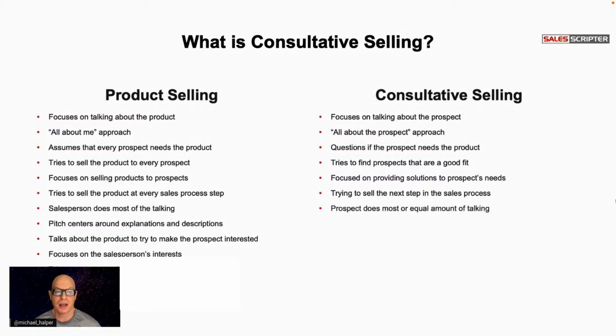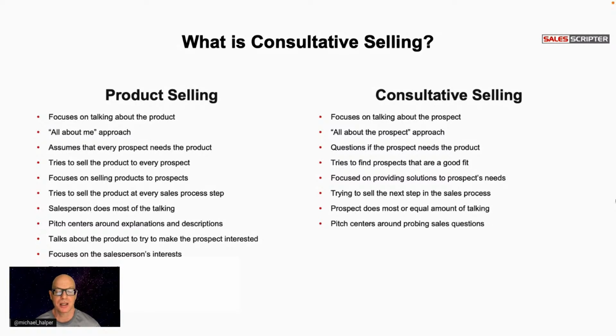In product selling, the salesperson does most of the talking to try to talk about the product as much as they can, talk about as many of the features as they can to try to build interest in the product. The consultative salesperson tries to get the prospect talking either more than the salesperson or an equal amount of time. And the way that they do that is that the sales pitch is centered around asking good questions.